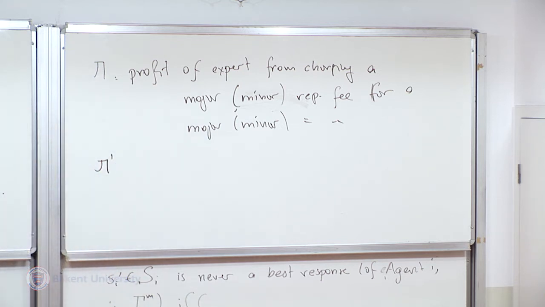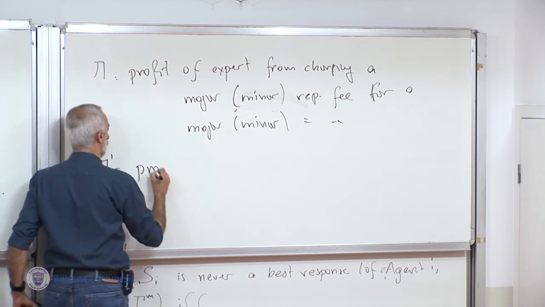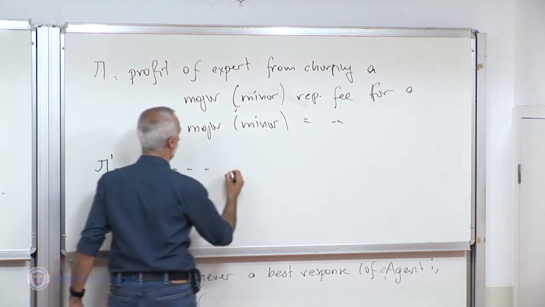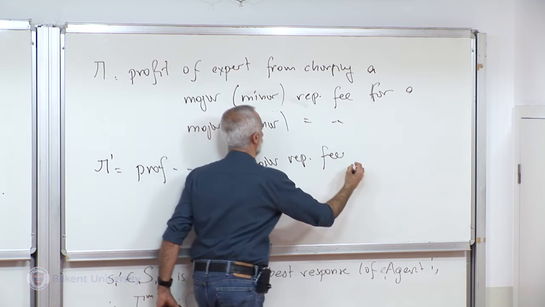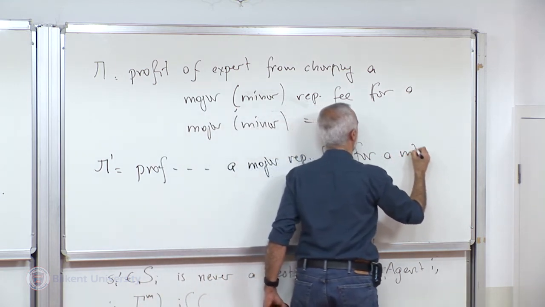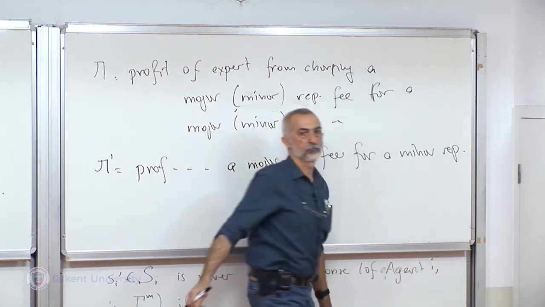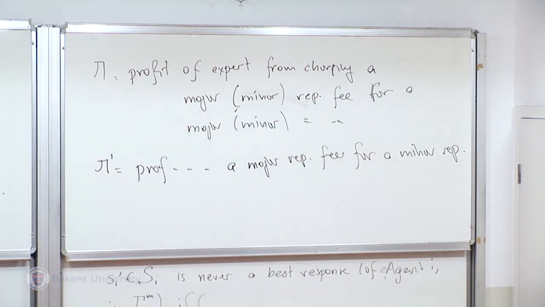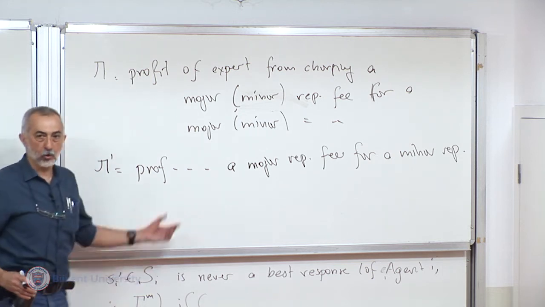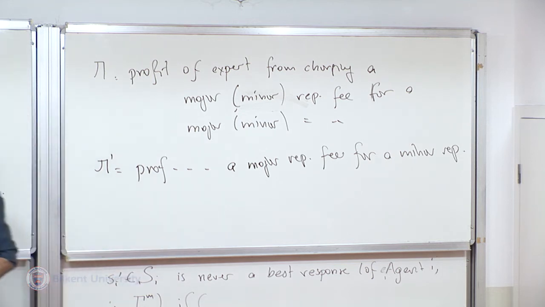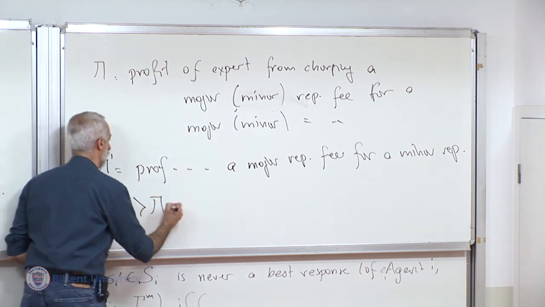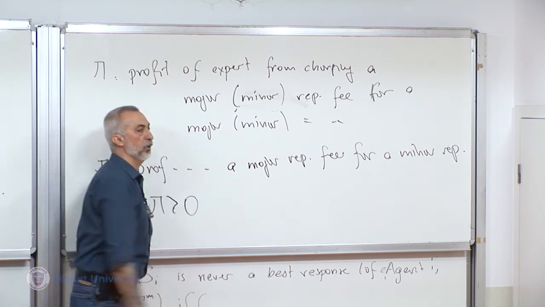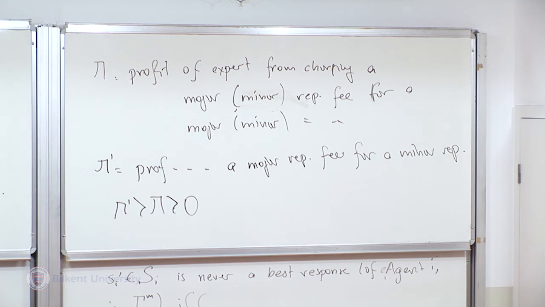Well, Osborne uses pi prime to denote the profit of the expert from charging a major repair fee for a minor repair. A minor repair requires less time, less tools, so the cost to the firm is less, but he charged a higher amount, so his profit is larger. So pi prime is bigger than pi. And they're both, we're assuming, positive. Okay? So far, so good?